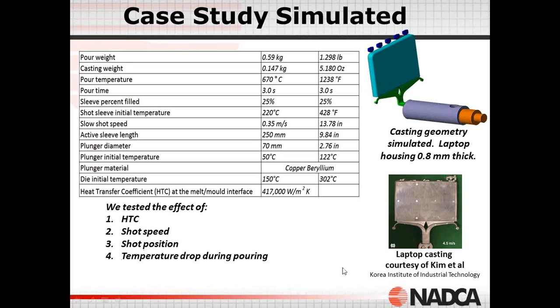But in our simulation, we made sure we did not make any assumptions, as may be done, to assume the temperature entering the biscuit. We actually simulated the pouring from the furnace temperature, tracked the heat loss in the shot sleeve, as well as the heat loss during the slow and the fast shot, so that we're not putting any assumptions in our simulation. We're trusting the models of the simulation with this heat transfer coefficient to see what kind of correlation we can obtain.